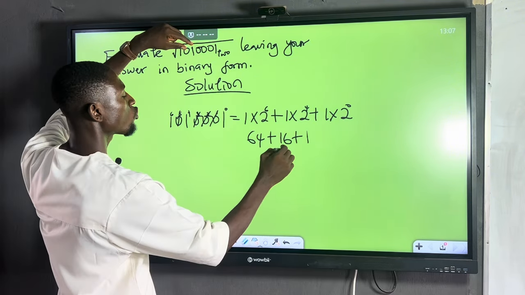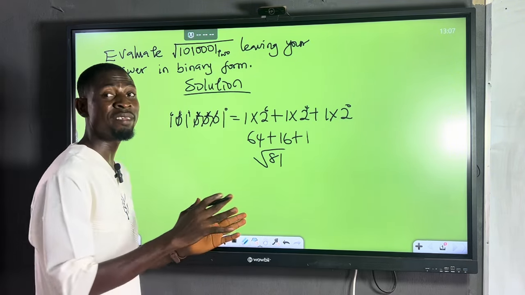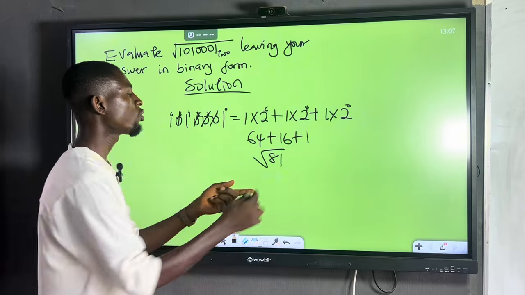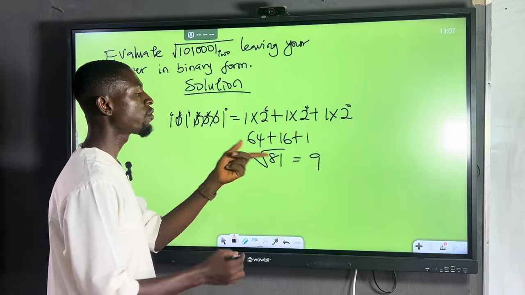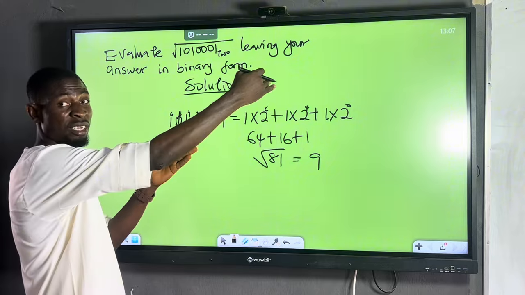Then remember that it is a square root. So the square root of this is base 10, and base 10 is the actual number you know. So the square root of this will give us what? 9. You understand? So we've gotten 9. Convert it back to binary. Binary means in base 2.